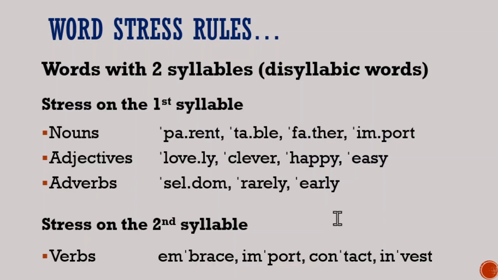So regularly make use of a pronouncing dictionary or a mobile app where you can get a feel of the accent. Now let's look at a few rules. There are a couple of rules that we can keep in mind. In the case of disyllabic words, generally, if they are nouns, the stress will be on the first syllable, and in the case of a verb, the stress will be on the second syllable. Let's look at nouns, adjectives, adverbs. They all have the same logic. Usually, the stress is on the first syllable.